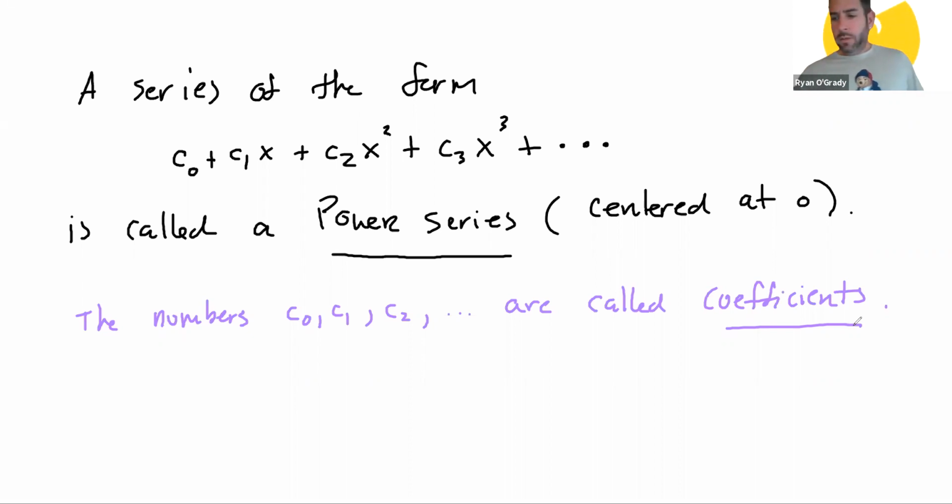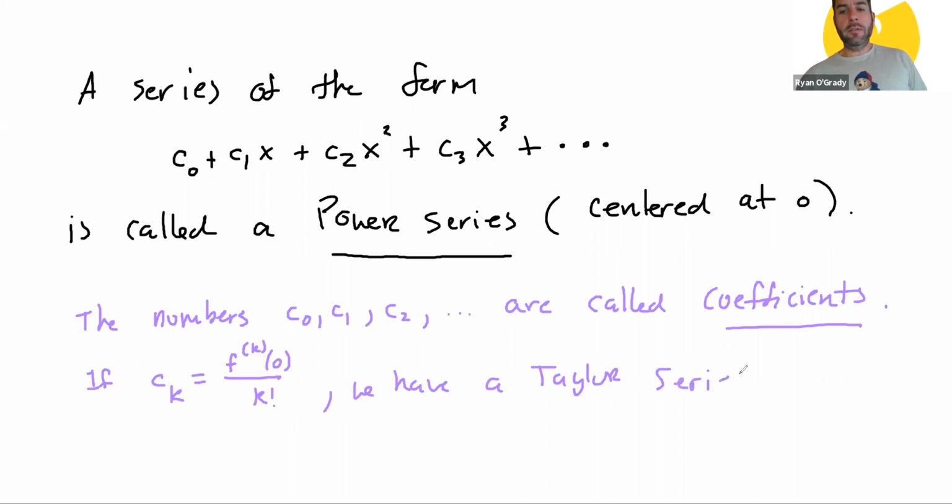All we're saying now is instead of having specific numbers like we did for the Taylor series, we're saying this can be a number, this can be a number, this can be a number. So, for example, if C sub k equals f of k evaluated at 0 over k factorial, we have a Taylor series. Does that make sense? So a Taylor series is a special case of power series.